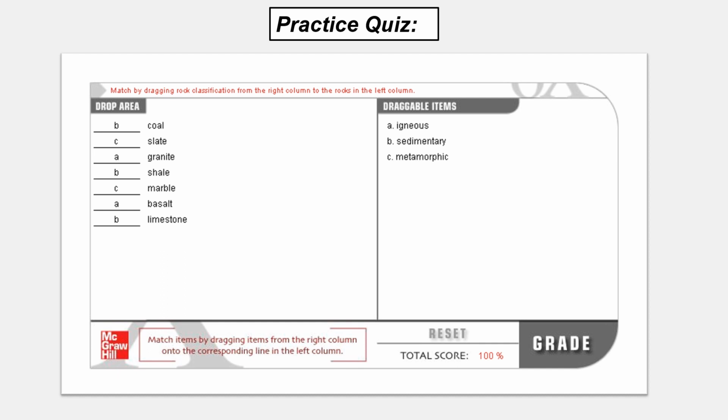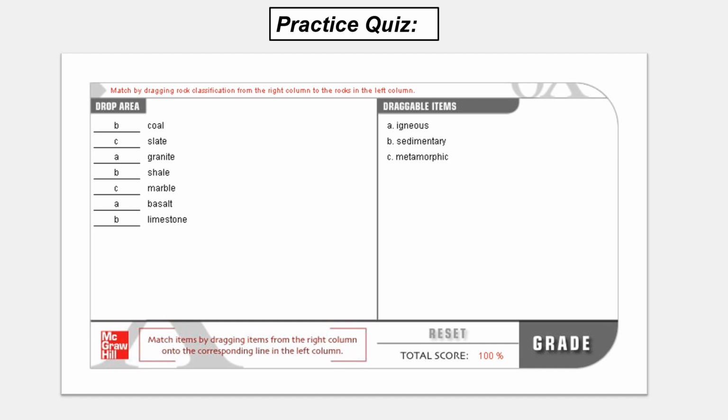Granite is an igneous rock. Very often you see tombstones made out of granite because they're hard and resistant to erosion. Shale is a type of sedimentary rock. Marble is a type of metamorphic. Remember when limestone turns into marble? And basalt is an igneous rock. Limestone, of course, is sedimentary.